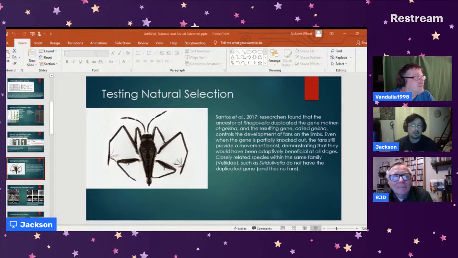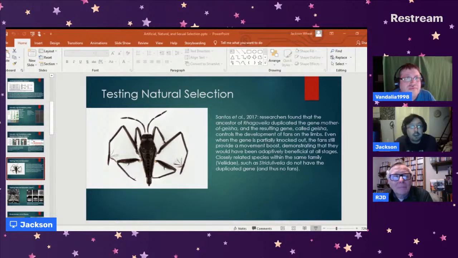And Geisha makes these little fans, the ones that are on its second pair of arms. They're cute. Those are its fans, and it uses those to propel itself across fast-moving water. Its closest relatives, like Stradulavalia, do not have the duplicated gene, therefore they don't have the fans, therefore they can't cross the water.